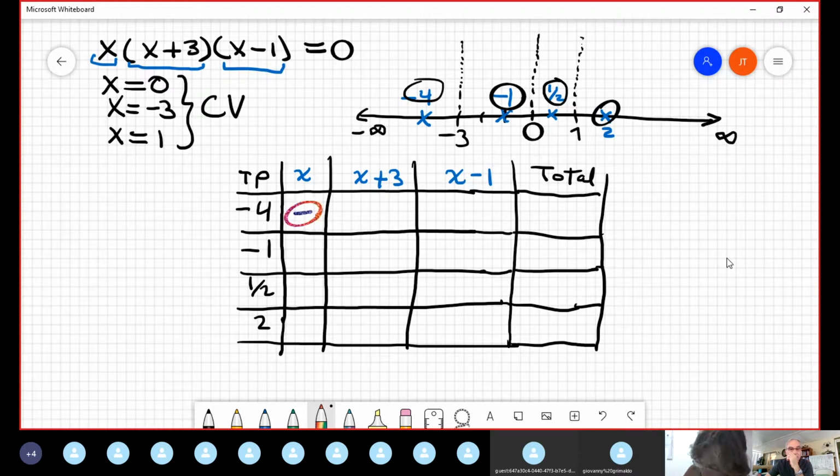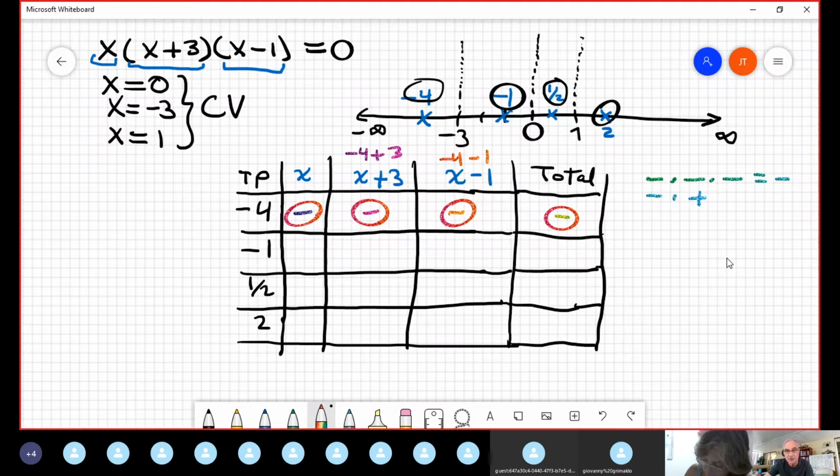Negative. -4 here is, let me try, -4 plus 3. Es obvio que es -1, ¿no? Again, negative. -4 and -1 is -5. It's negative. And we have 3 negatives, and the multiplication of 3 negatives is obviously negative. Yes or no? Negative times negative times negative is equal to negative. Si es negative times positive times negative, entonces es positive.